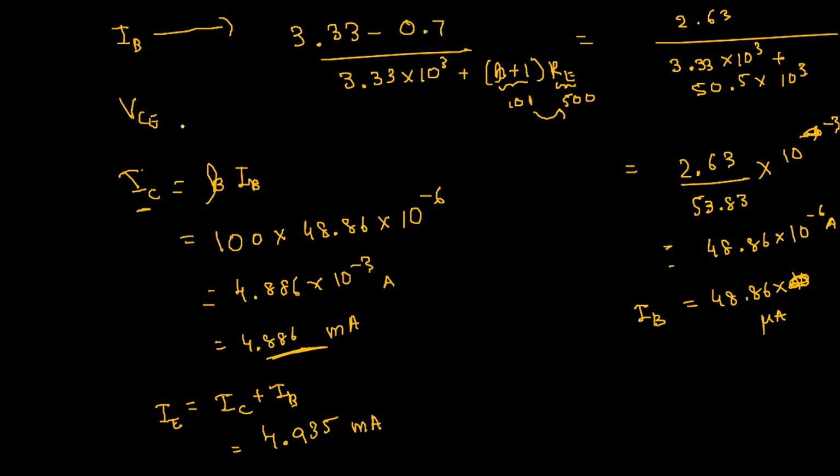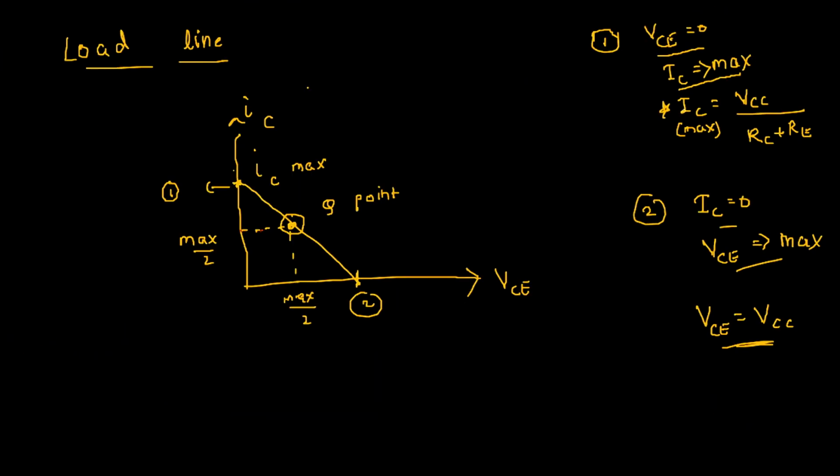Similarly, when we use KVL on the outer loop and find the value of VCE, the value we get will be the Q point value. The intercept values are found out by using these two formulae alone: VCE is equal to VCC, and IC is equal to VCC by RC plus RE. So to find the Q point values of these characteristics, we use KVL, and to find out the intercepts, we use these two formulae.